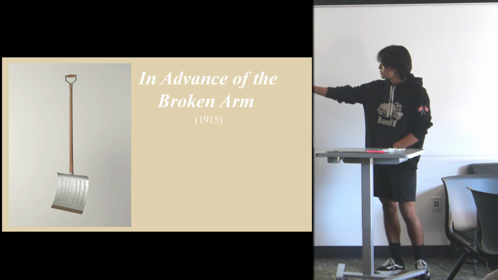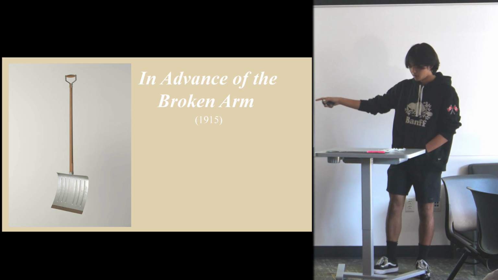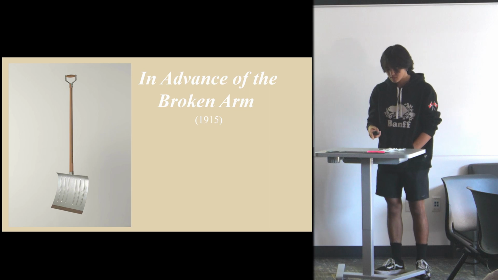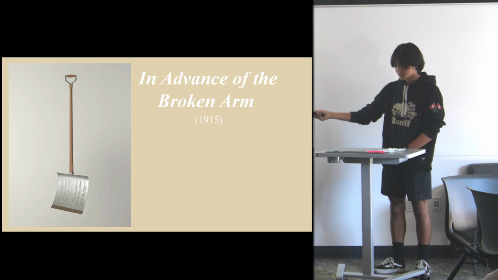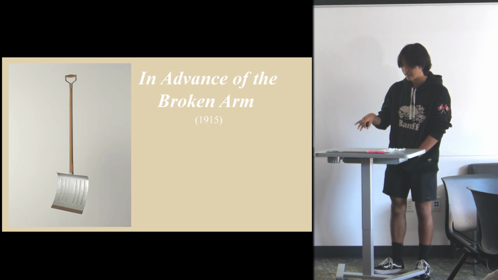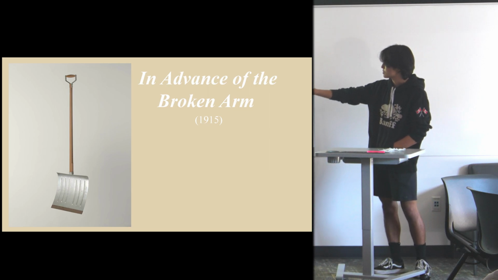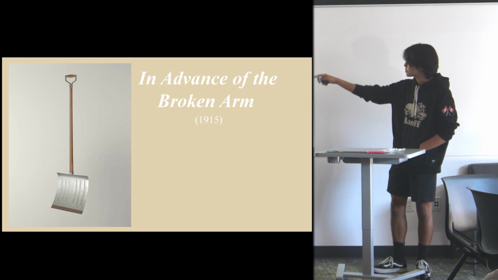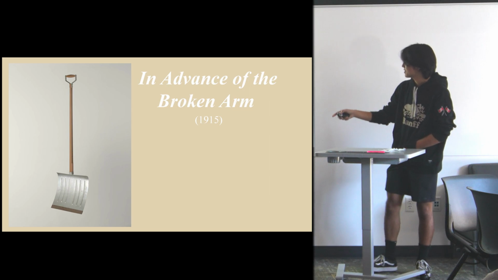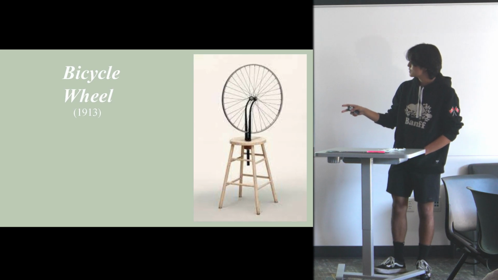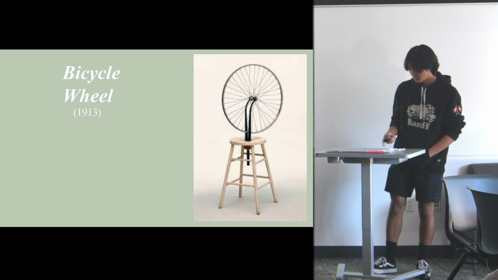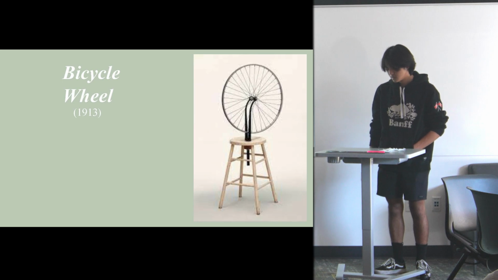To most people, they'll just see a shovel there, but to Duchamp, he saw art. You can argue that it's just a shovel, but he saw underneath that, and he saw the art hiding underneath the shovel. I'm pretty sure he made the shovel and put it up in the museum, so that's cool. And then the second piece, Bicycle Wheel, which he made in 1913.